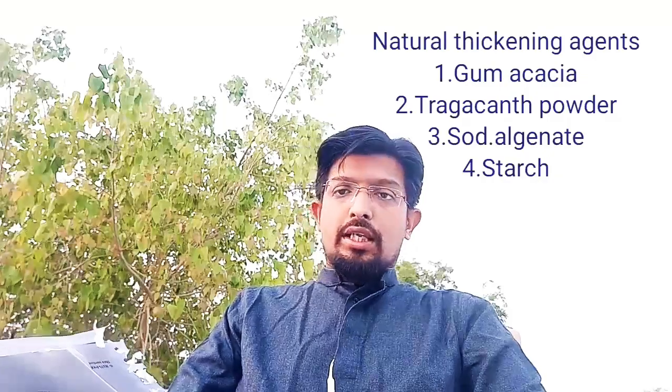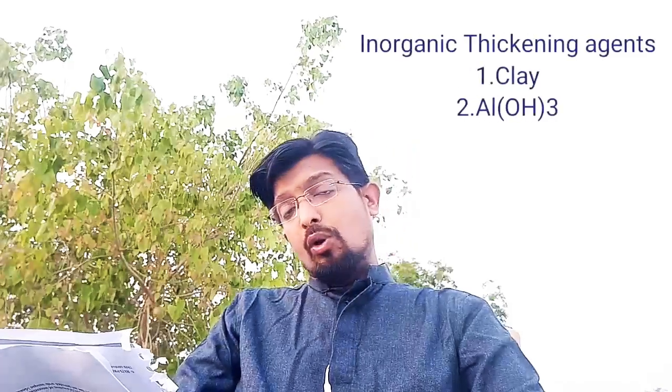In natural thickening agents, we have examples of gum acacia, compound tragacanth powder, starch, and sodium alginate. In semi-synthetic thickening agents, we have methyl cellulose, sodium carboxymethyl cellulose, and microcrystalline cellulose. In inorganic thickening agents, we have clay and aluminum hydroxide, and in synthetic, we have carbomers and colloidal silica. Then we add wetting agent, then we add preservatives, and then we add organoleptic additives in order to improve the palatability of the suspension. Right.